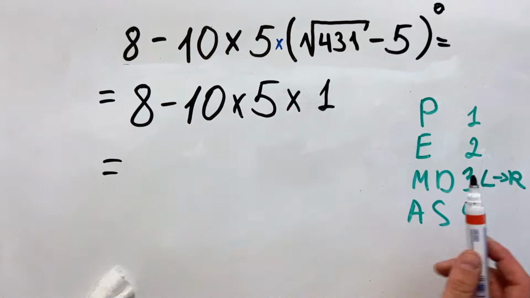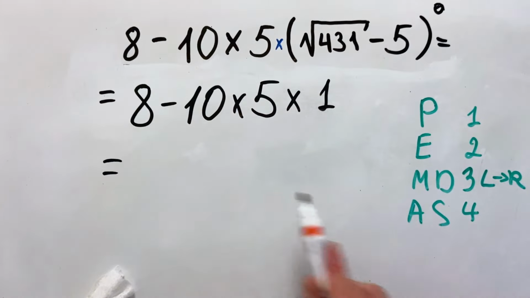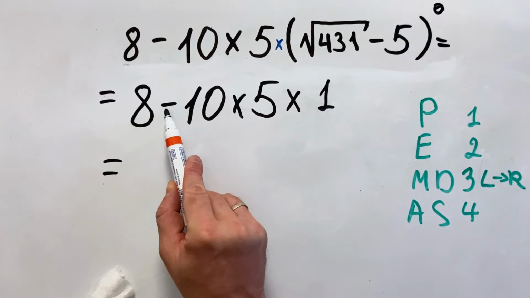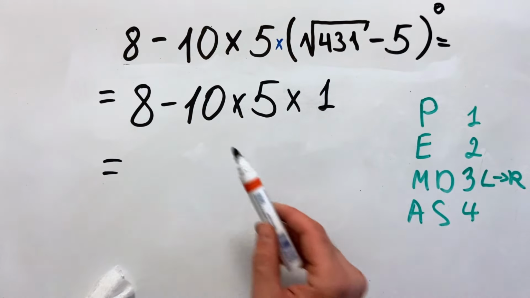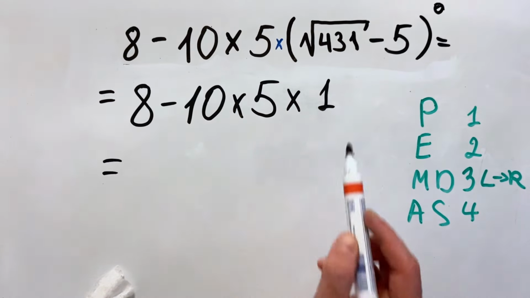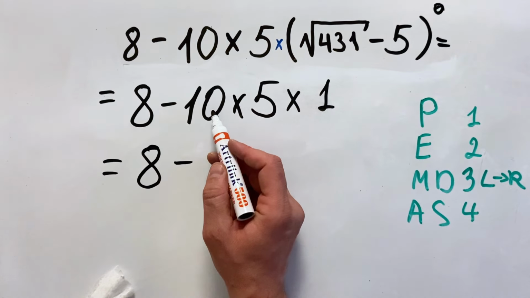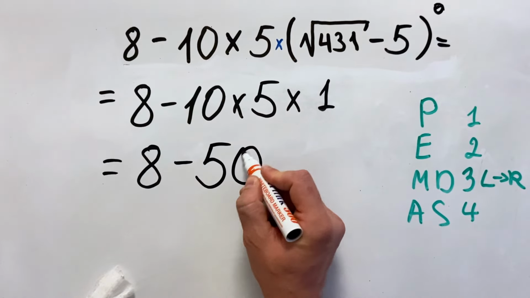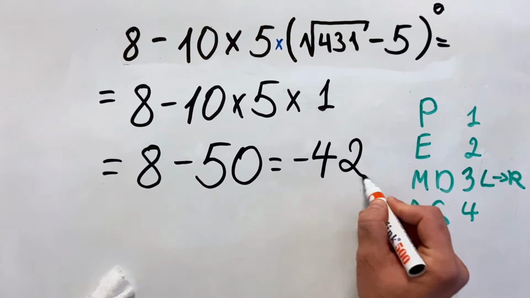Now, what we have here, we have multiplication and we have addition and subtraction. What we should not do is the subtraction first. Why? Because we know that multiplication and division have higher priority over addition and subtraction. Therefore, we do multiplication first. So what we get is 8 minus, so 10 multiplied by 5 is 50. And we get the answer, minus 42.